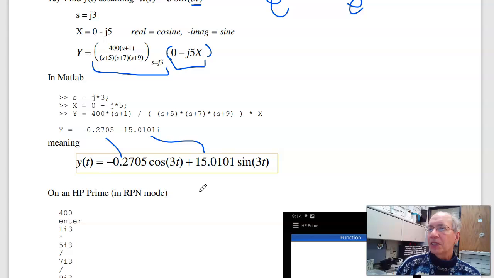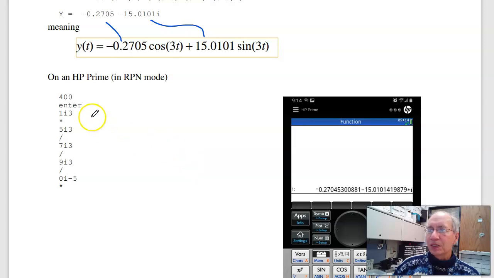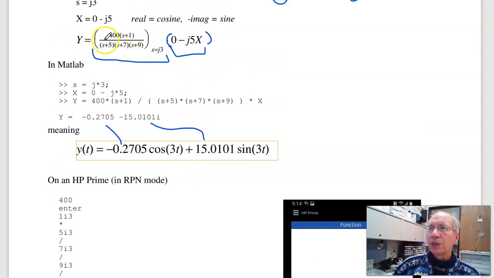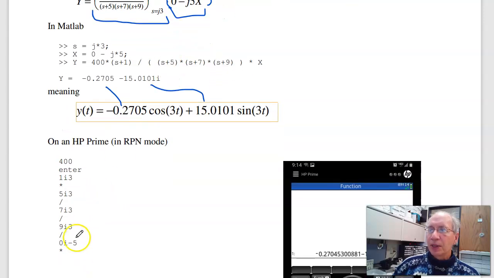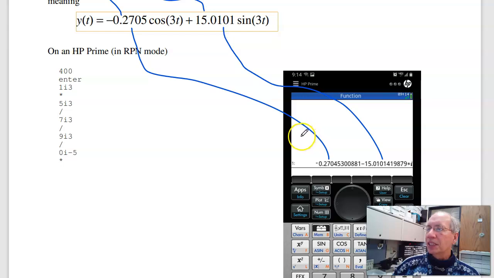This is why you need a calculator that can do complex numbers. With an HP Prime, what I do is I just do the numerator, 400, times s plus 1. S is equal to j3, so that's 1 plus j3. Multiply. This is 5 plus j3, divide, 7 plus j3, divide, 9 plus j3, divide, 0 minus j5, multiply, and there's your answer. What that means is the real part's cosine, minus j is sine.